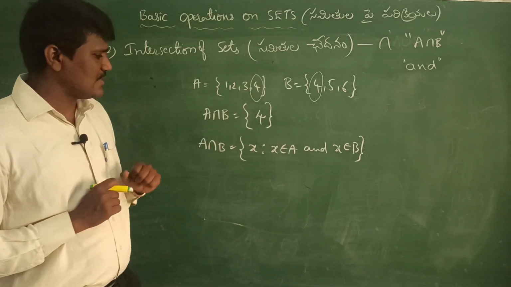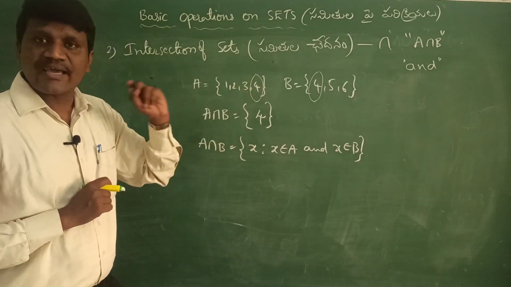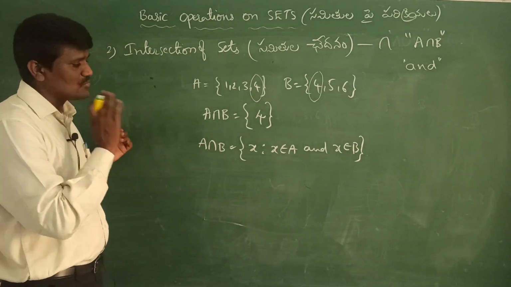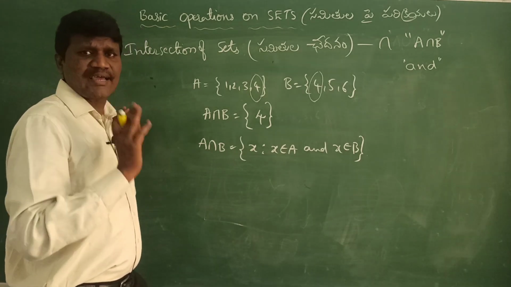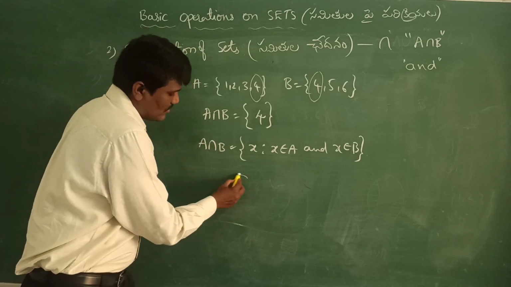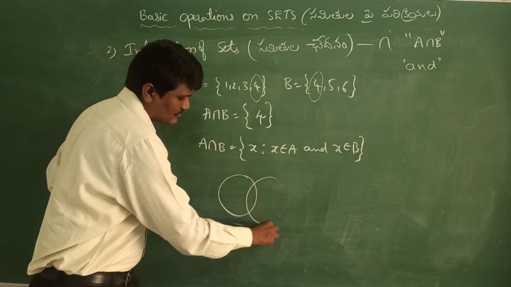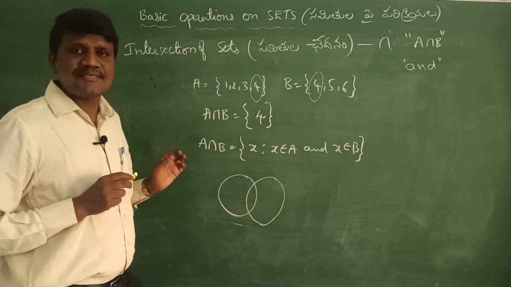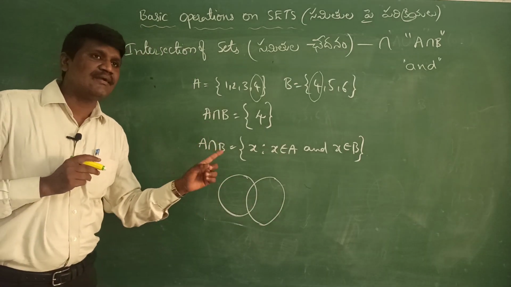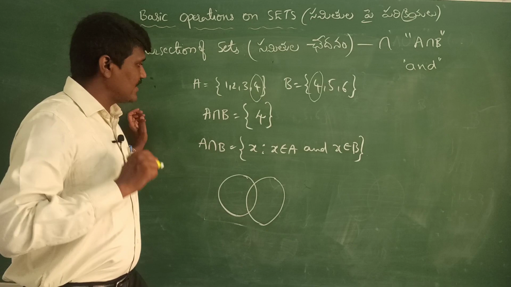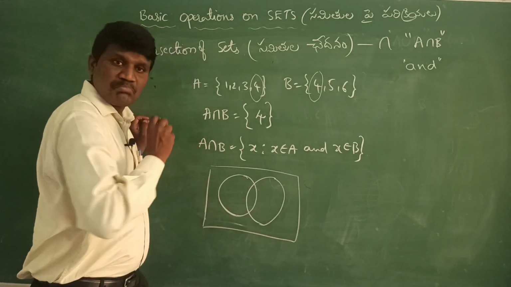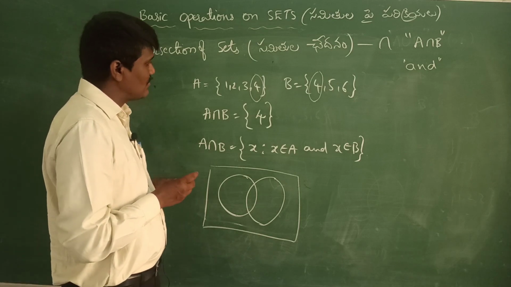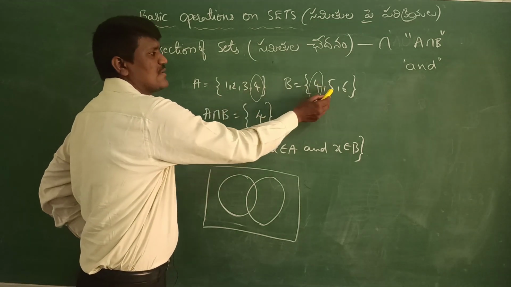Okay, now let us see the Venn diagrams of this. So how to write Venn diagrams of A intersection B? The most important one is the Venn diagram only. So let us take, this is A and this is B. A and B. If I take it the same way, the representation of sets will be the same. What will the representation of sets be? A is {1, 2, 3, 4}, B is {4, 5, 6}.